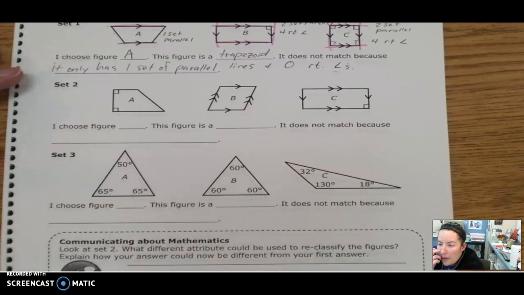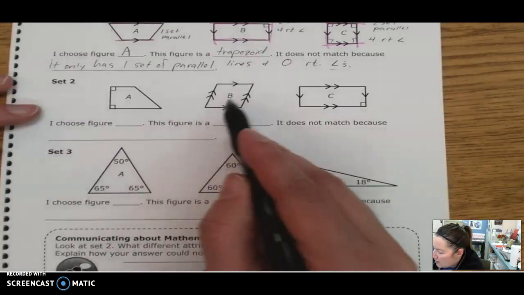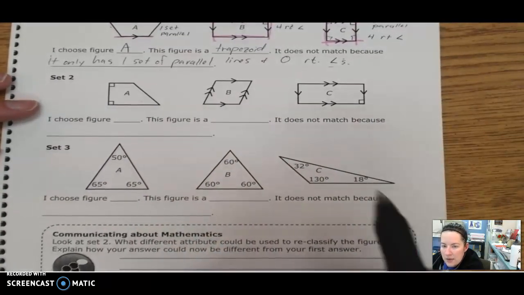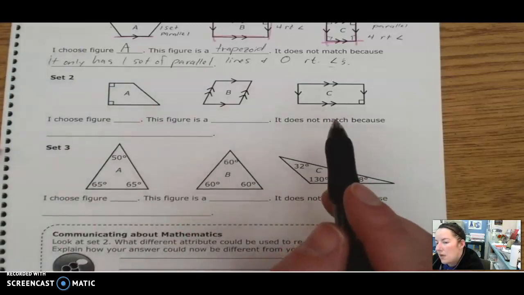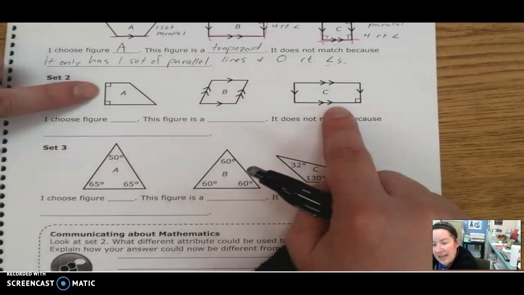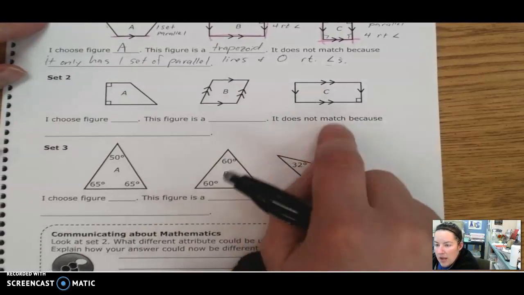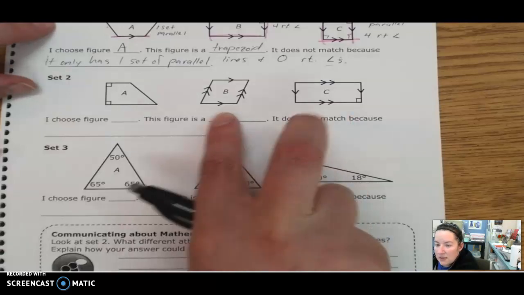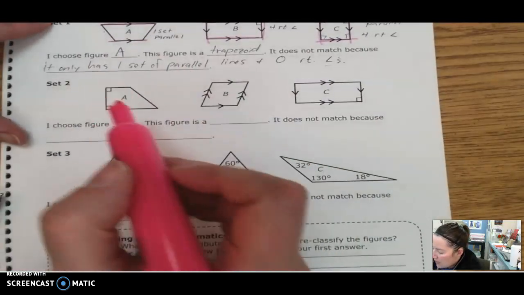Some of these have more than one right answer. You could argue them different ways. So set 2, which one of these do you think does not belong? A, B, or C? We're going to compare angles and parallel lines. I know it looks like A and C have right angles, but B does not. And it looks like B and C have parallel lines. A only has one set of parallel lines. So we could argue a couple different things here.